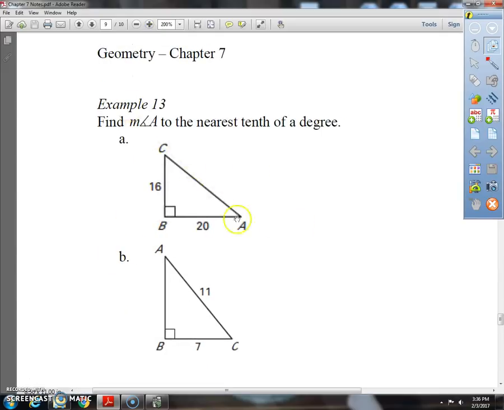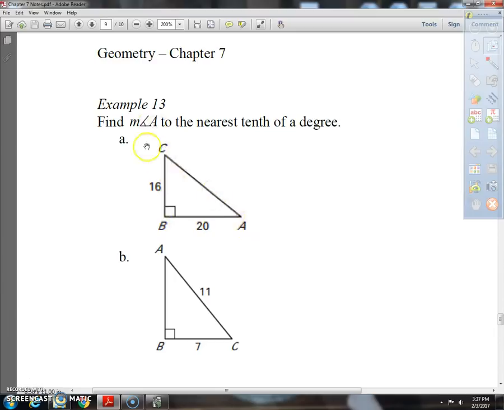Take a look at this triangle. Notice, we know two side lengths of this right triangle. Could we find the third? Absolutely, we could use the Pythagorean theorem to find the third. But one thing that we don't know how to do right now is to find these two acute angles.